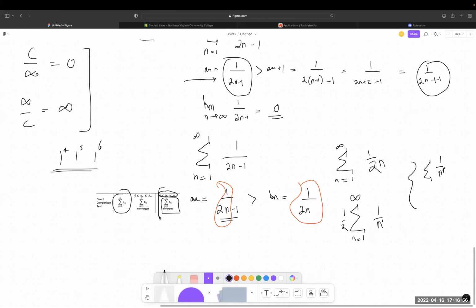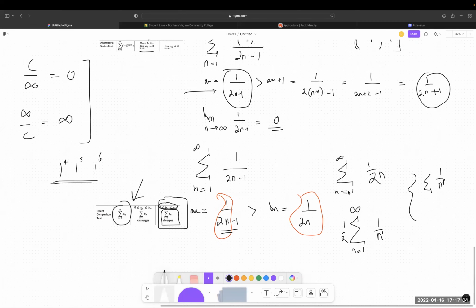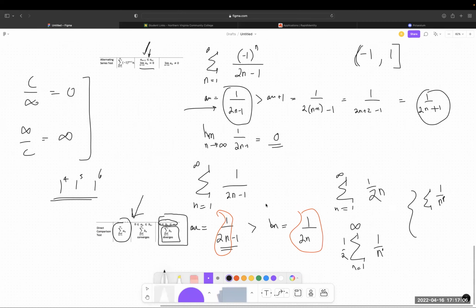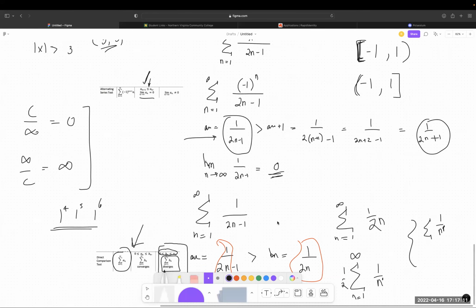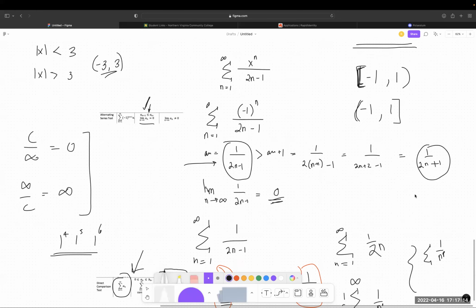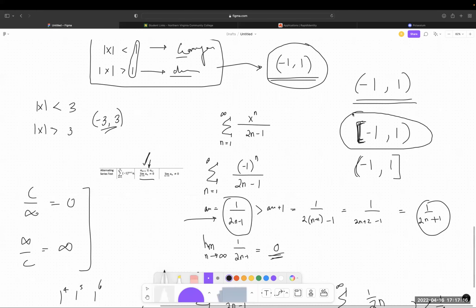So if both of these conditions are met, then we know that this diverges. So essentially, what we can say here is that if we plug in -1, we seem to converge, but if we plug in just 1, we actually don't converge. So this would be the correct option here, where we have the closed bracket on the -1 and the open bracket on the 1. And this is often called the radius of convergence. From this range is the radius of convergence.